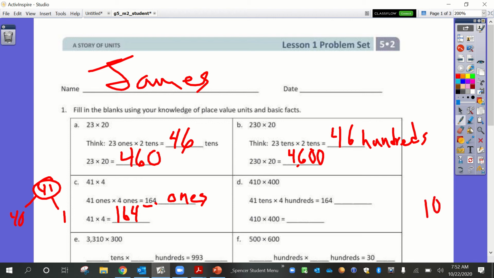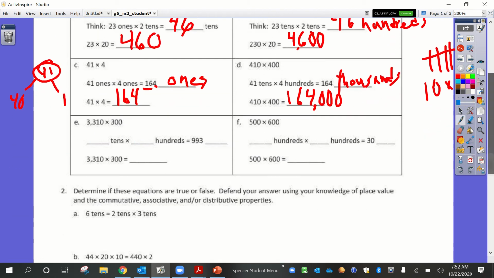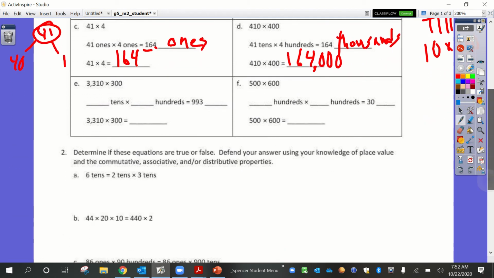Well, what's 10 times 100? Or if you think about your place value, if you shifted hundreds to the left once, that gives us thousands. Well, thousands has 3 zeros in it, so we know that this is going to be 164 with 3 zeros, and then I can place my comma in there, make sure it's not a decimal. 164,000 is our answer.